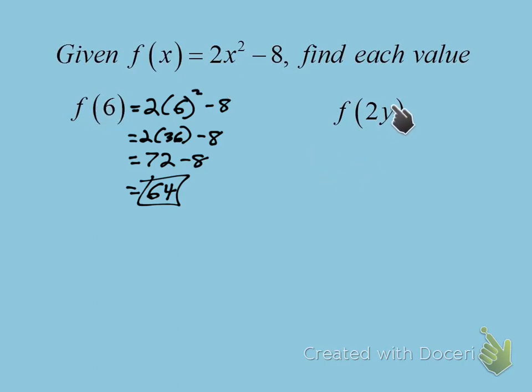Now for the second one, same function, right? f of x equals 2x squared minus 8. So that's still what you're doing, but this time you're doing it with what? 2y. So now that's where things change just a little bit, because now you have 2y instead of just a number. So you have 2 times parentheses, but 2y still goes in for x, minus 8.